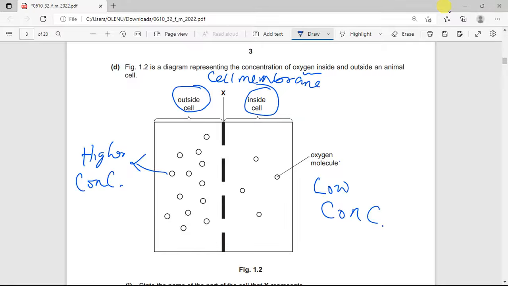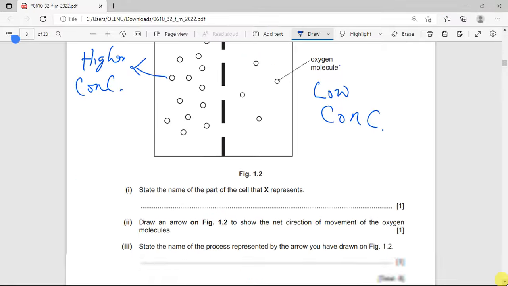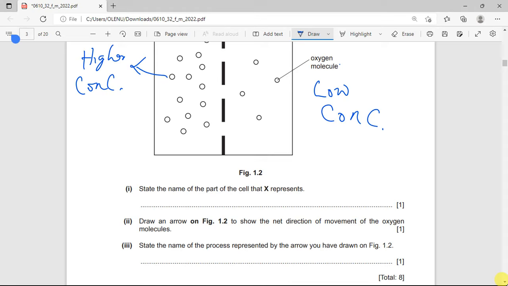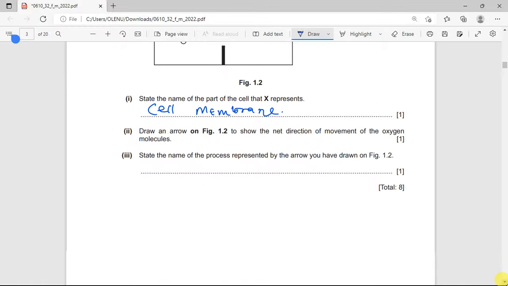So let's see what the question is. State the name of the part labeled X. I've said it already: cell membrane. Draw an arrow on figure 1.2 to show the net direction of movement of the oxygen molecules. Obviously, it moves from a region of high concentration to a region of low concentration. So this arrow, you draw it moving through the cell membrane. That will give you your 1 mark.